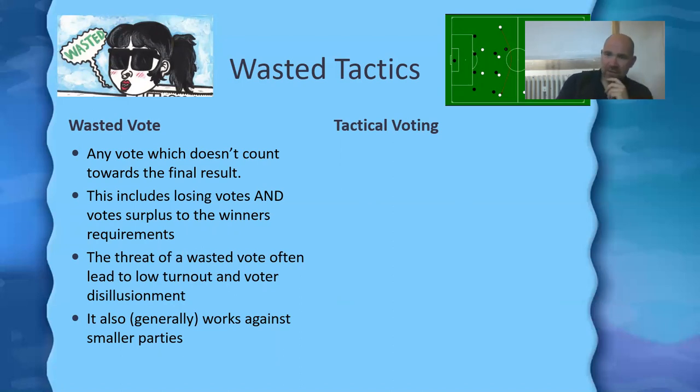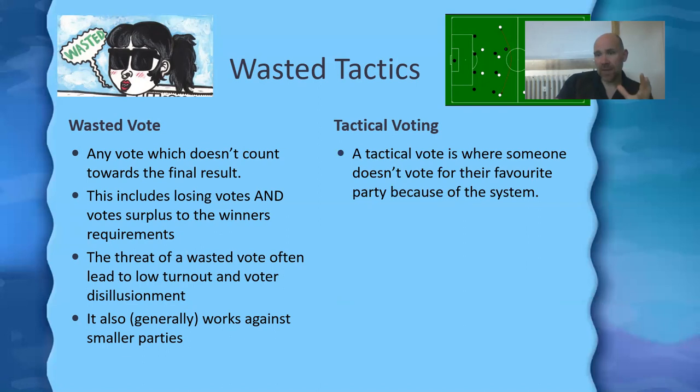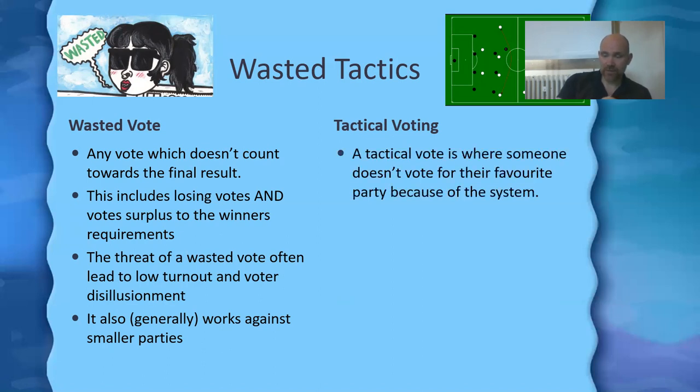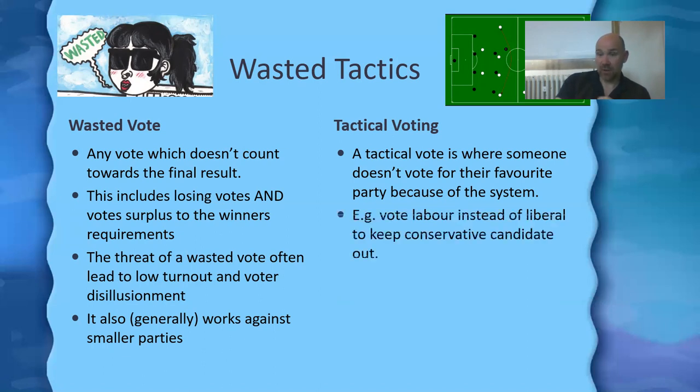The SNP is definitely the exception here because, why? Because their vote is concentrated all in one area. So some people think to themselves, well, I don't want my vote to be wasted. I don't want to vote for a party that's just definitely going to lose. So what can I do instead? So that leads some people to do what's called tactical voting. A tactical vote is where someone doesn't vote for their favorite party because of the system. Instead, they vote for a party that could win, that perhaps they don't mind, but their main goal is to stop the party that they don't like from winning.